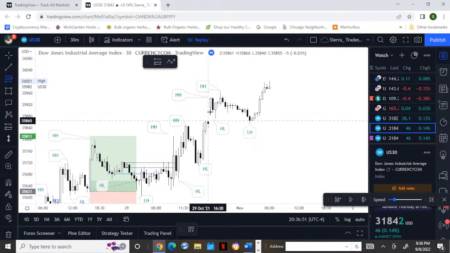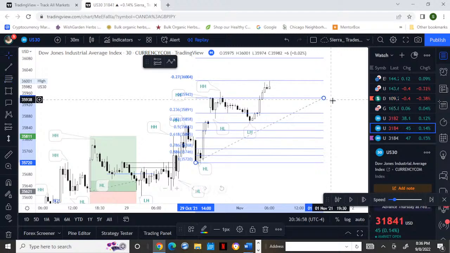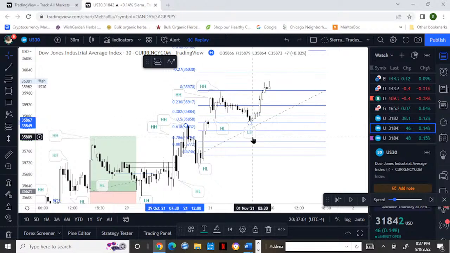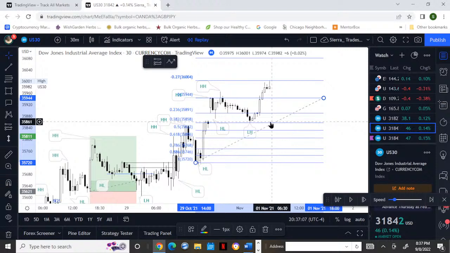So this was our last impulse move here to here. Price came back to what it looks like, the 382. Yes, so let's see if price is gonna come back and give us a double bottom on the 382.